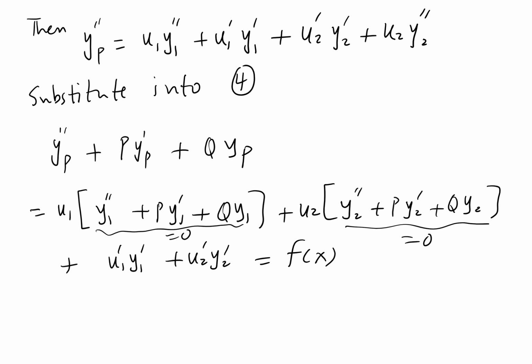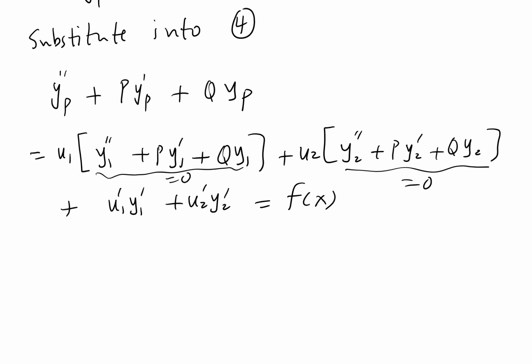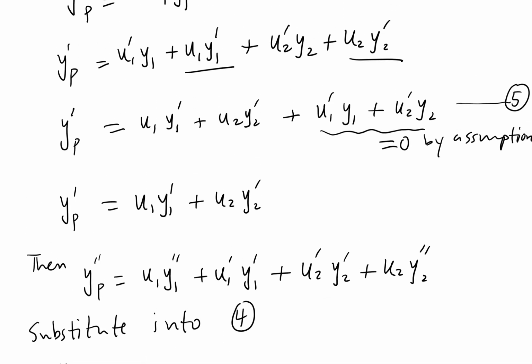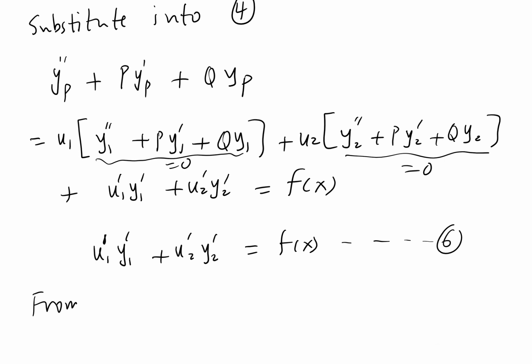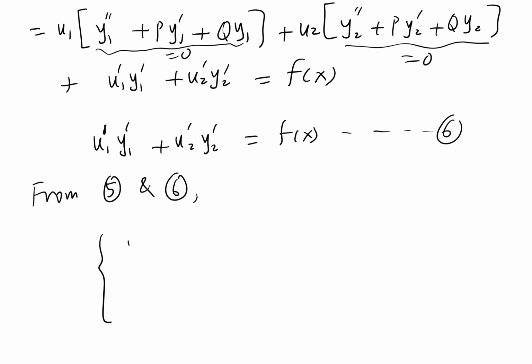By similar reasoning as we did in the first order differential equation, that will leave us only with u1 prime y1 prime plus u2 prime y2 prime equals f of x. Now what do we have here? From number 5 there, and let's call this 6. From 5 and 6, we can rewrite them as a system of equations. The first one, y1 u1 prime plus y2 u2 prime, that's from 5. From 6, u1 prime y1 prime plus u2 prime y2 prime equals f of x.